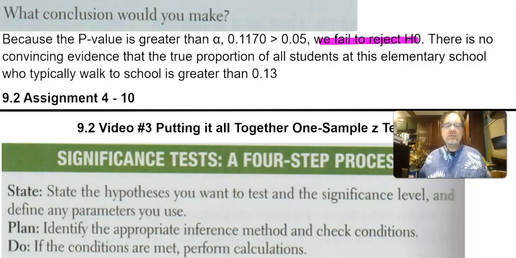Because there is no convincing evidence that the true proportion of all students at this elementary school who typically walk to school is greater than 0.13. I believe it happened once. So did it? I do not reject my null hypothesis, because once again, it was for one sample. Does it happen all the time? I don't know.